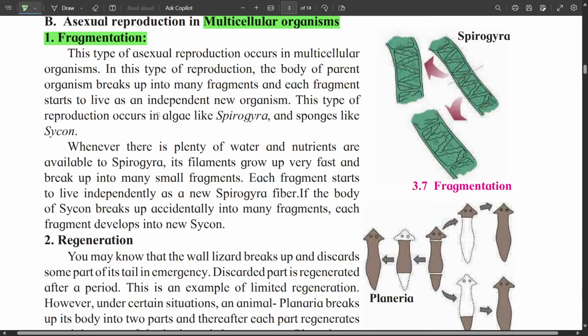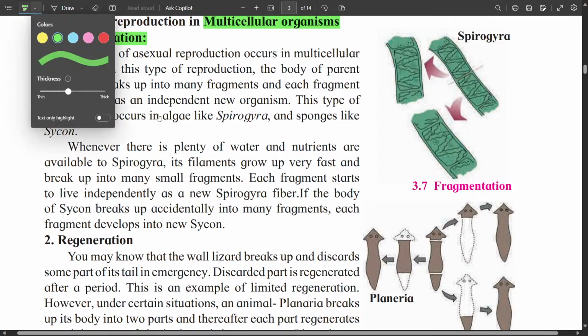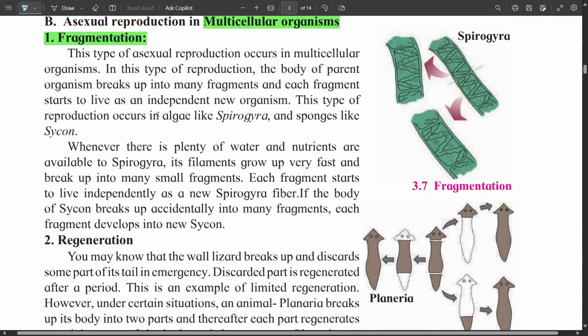The first method is fragmentation. This type of asexual reproduction occurs in multicellular organisms. Still, fragmentation occurs in such multicellular organisms in which all the cells are very much similar to each other. In Spirogyra, you can see, even though it is multicellular, all the cells are the same. All the cells have the same structures. So structurally they are alike.